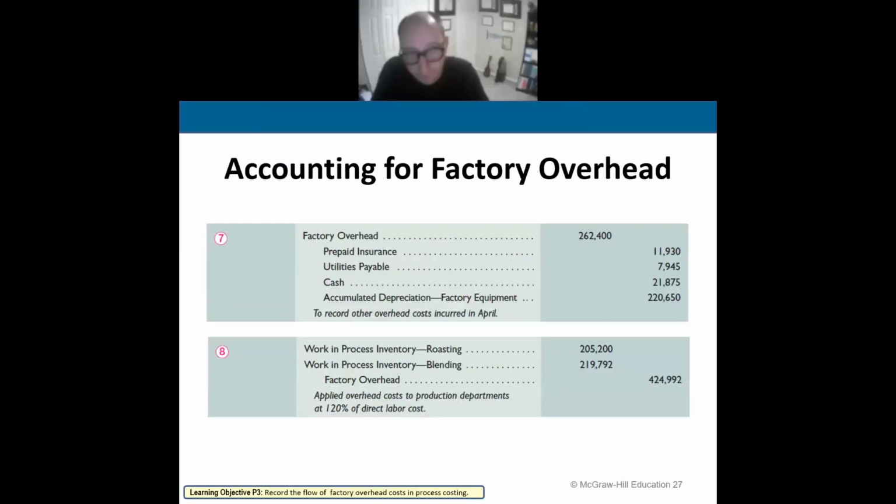For factory overhead, again, these are the types of transactions you would see. Debit factory overhead, and we credit all of the various overhead accounts: prepaid insurance, utilities payable, cash, accumulated depreciation, whatever else. Usually a number of different things in there. And then we apply that factory overhead to our work in process inventory to increase the work in process and to decrease the factory overhead account.